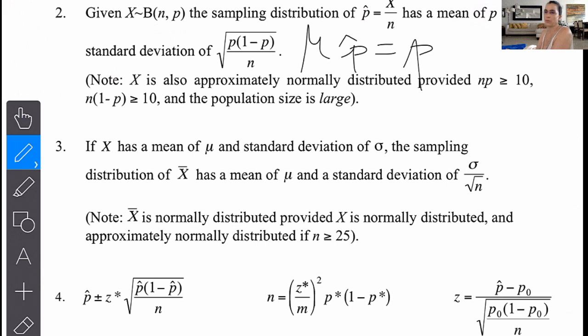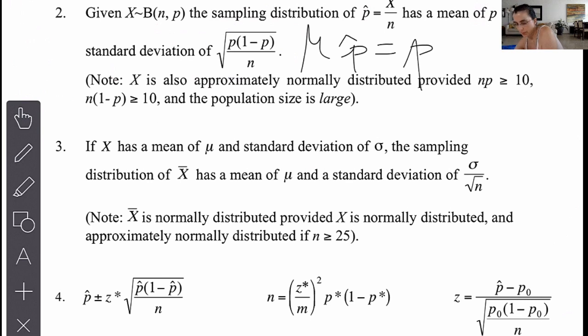Does that bother you? But that's in fact what it is. The mean of p hat is p. Now where does that come from? And the standard deviation of p hat is this here. Okay, so that looks familiar. Should look familiar.